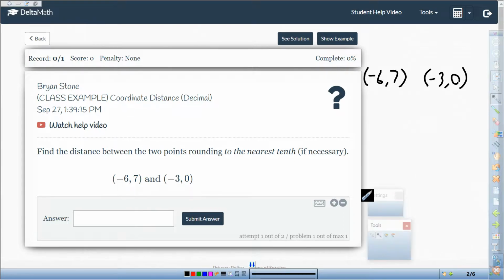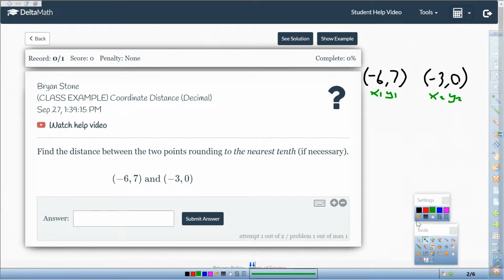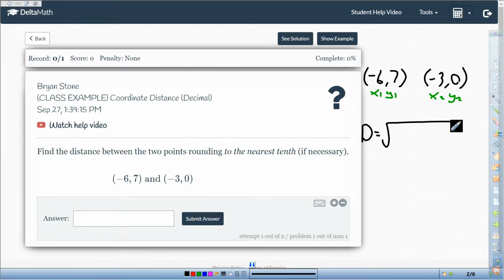If you guys remember, the big thing I recommend is labeling your points. This is my first x and my first y, my x1 and my y1. This is my second x and my second y, x2, y2. Now I will know they're going in the right spots in my distance formula. So d, we'll use d for distance, equals the square root. You should already have the formula written down in your notes or on your paper.